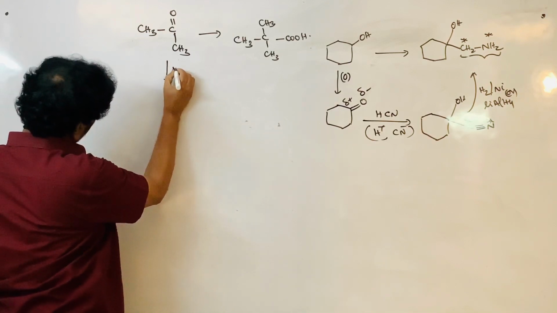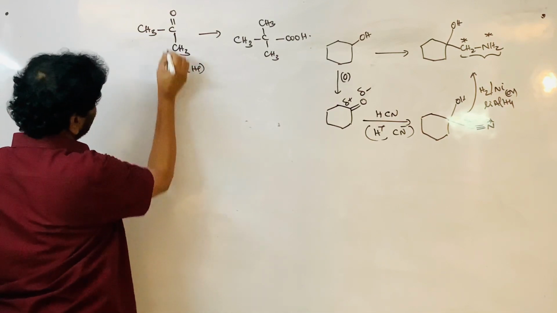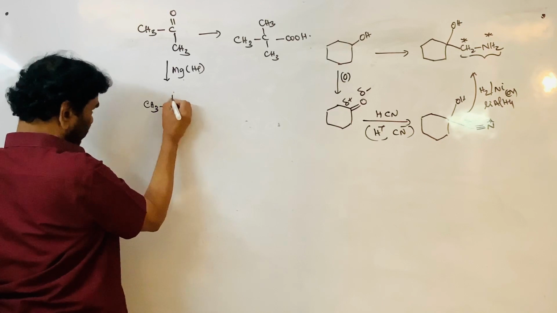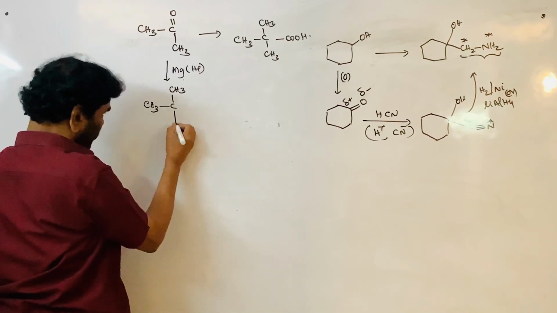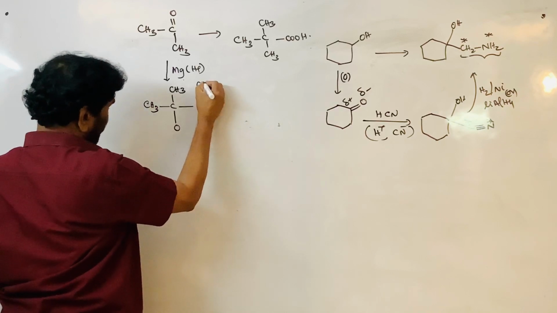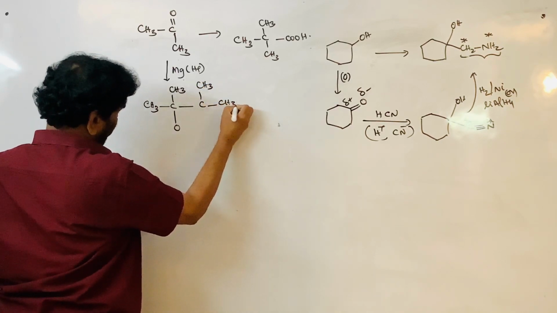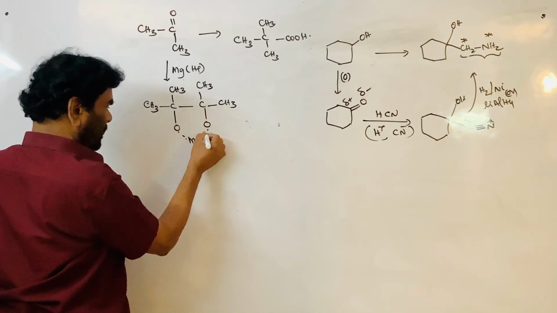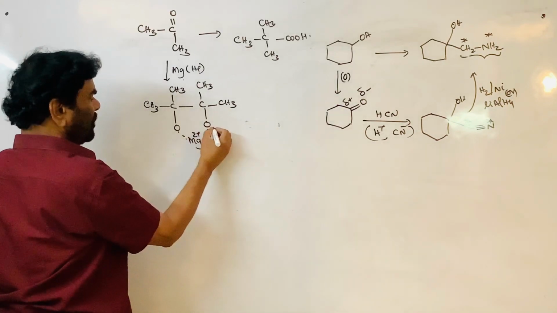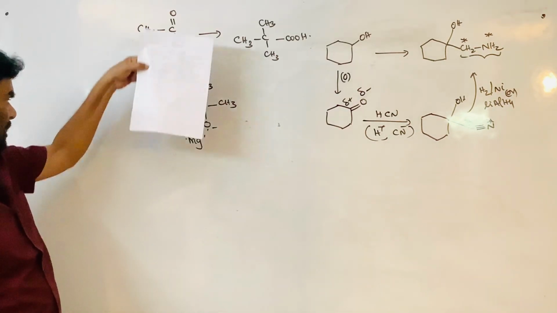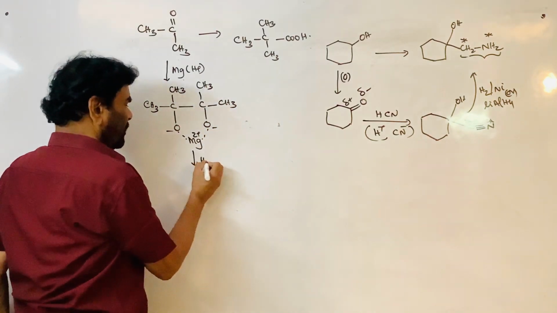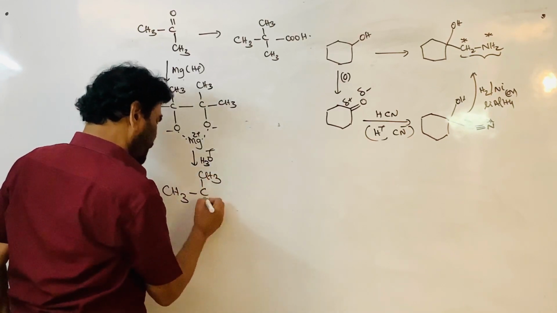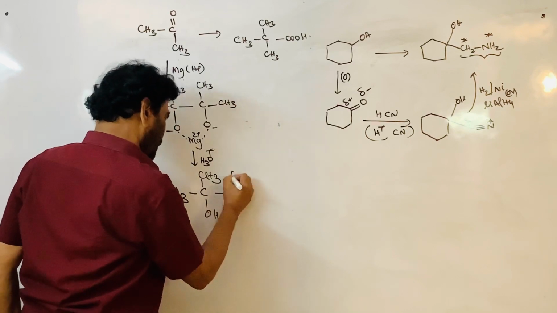You treat with amalgamated magnesium. So what happens? Dimerization takes place. Ketones when treated with magnesium undergo dimerization. A diradical is formed, this is the 2 plus ion minus minus, and this on acidification gives the pinacol, 2,3-dimethylbutane-2,3-diol is formed.